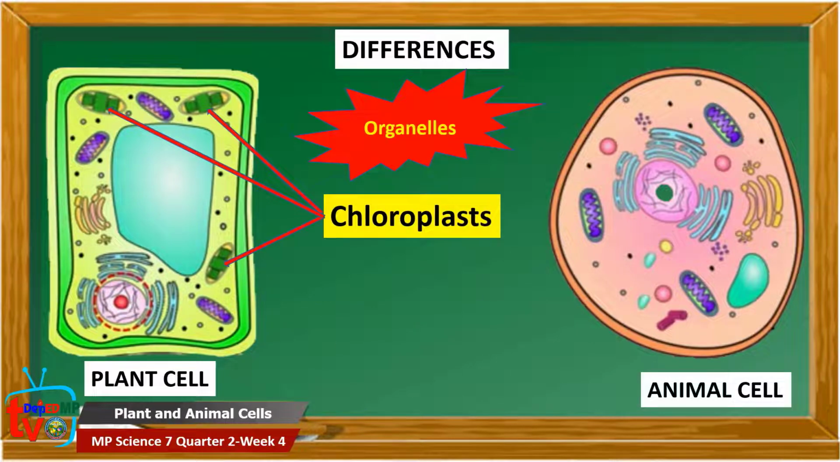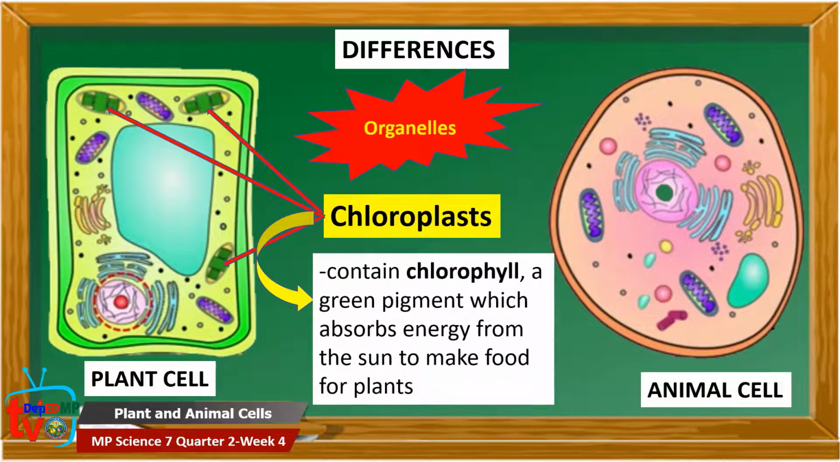Succeeding is the chloroplast. Animal cells do not have chloroplast. Meanwhile, plant cells contain chloroplasts. Chloroplasts are important in plant cells because it is where food is made. They contain chlorophyll, a green pigment which absorbs energy from the sun to make food for plants.